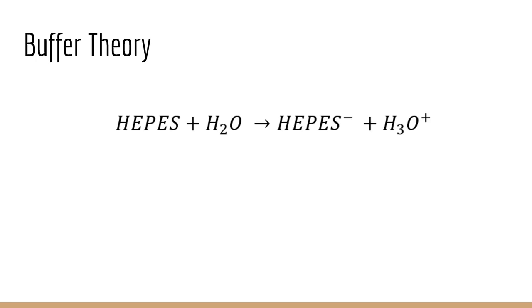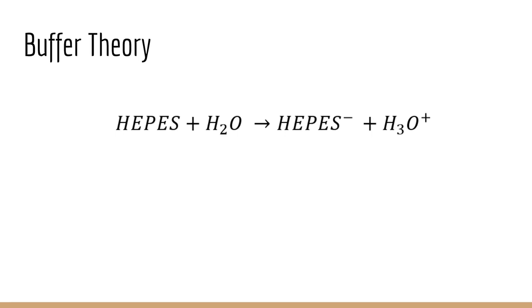Before we begin, let's review some buffer theory. A buffer is a mixture of a weak acid and its conjugate base. It is used to maintain pH within a certain buffering range. Looking at the acid-base equation for HEPES, we see that HEPES is the acid and HEPES minus is its conjugate base. Using this information, we can implement the Henderson-Hasselbalch equation.